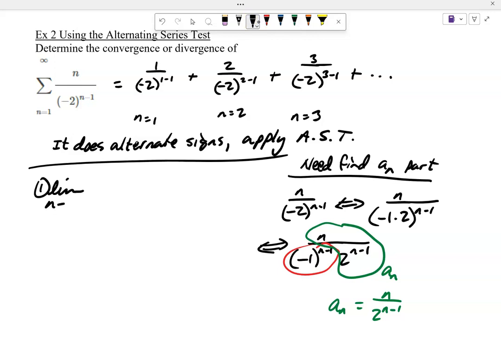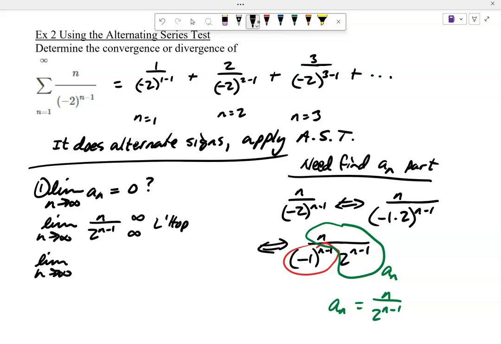So the question is, is the limit 0? Well, let's find out. a_n is n over 2^(n-1). Notice we have infinity over infinity, so I'm going to apply L'Hopital's rule on this. That'd be the limit as n goes to infinity. The derivative of n is just 1, and then take the derivative of the bottom. I got natural log of 2 times 2^(n-1). The derivative of n minus 1 is just 1.